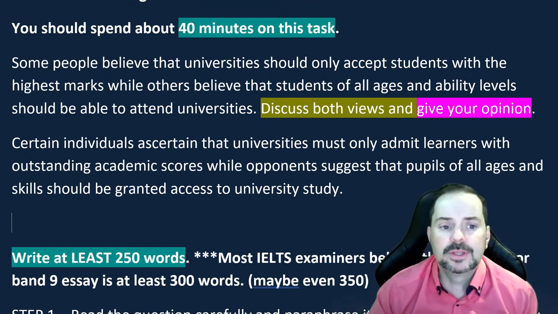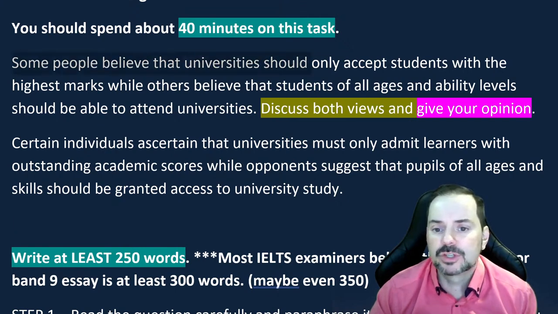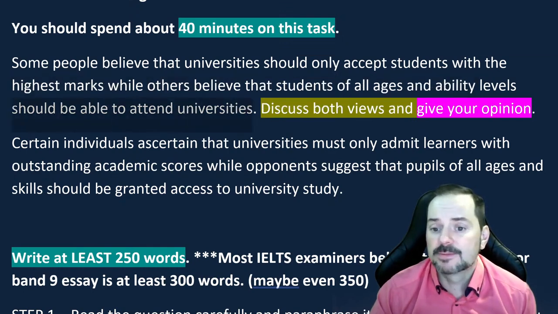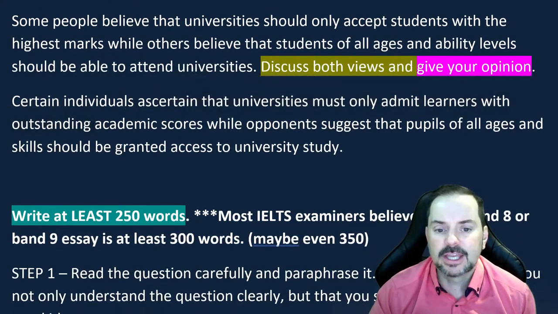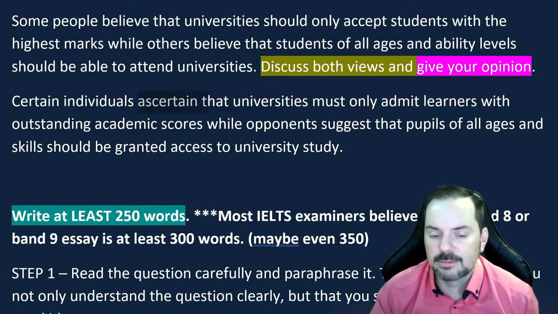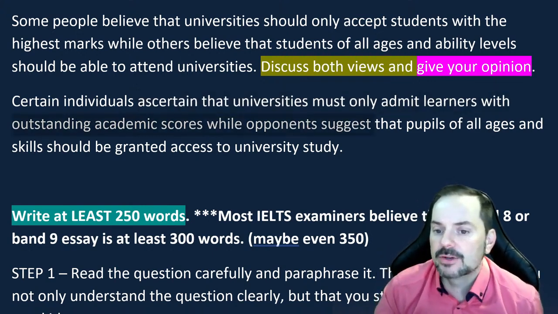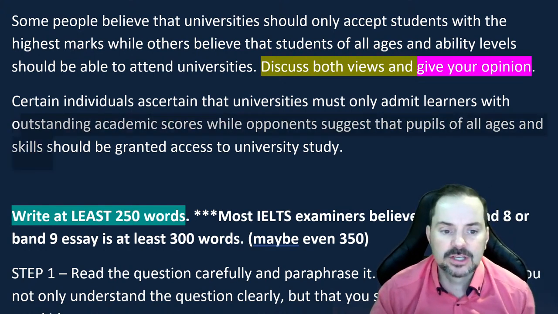Okay, let's read the original. Some people believe that universities should only accept students with the highest marks, while others believe that students of all age levels should be able to attend universities. Discuss both views and give your opinion. Certain individuals ascertain, which is a fancy way to say believe, that universities must only admit learners with outstanding academic scores, while others suggest that pupils of all ages and skills should be granted access to university study.